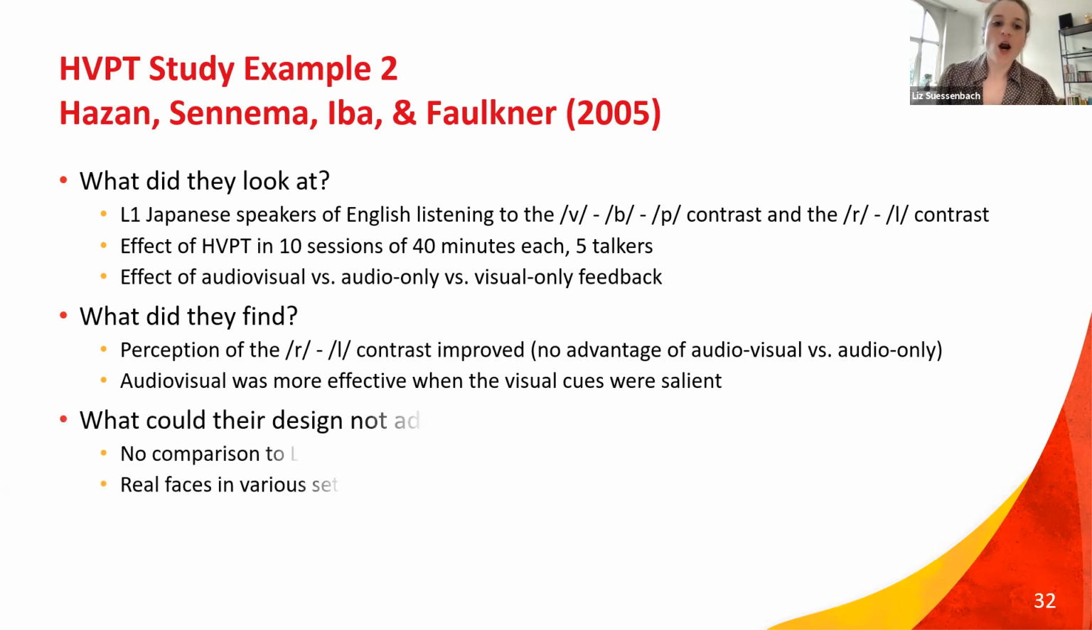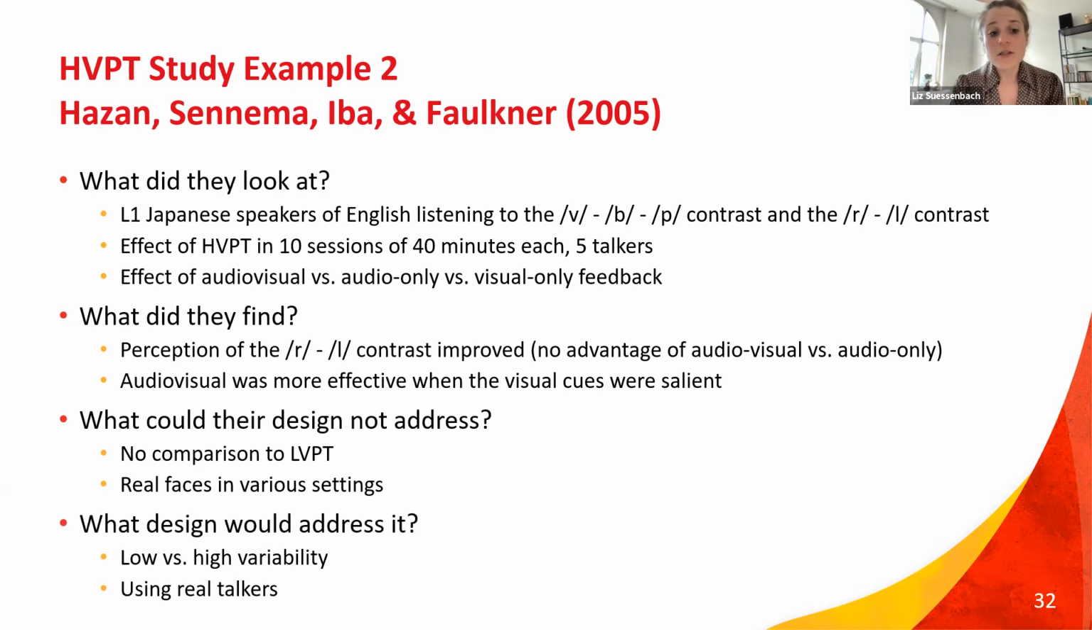So that means R and L are difficult to distinguish by just looking at the gesture, but sounds like V and B might be easier to distinguish. So what their design couldn't address, though, was that there's no comparison to LVPT, and as John suggested earlier, that might be worth looking into. And they also didn't use real faces in various settings. So they had the talking heads. And a design that would address it that I would prefer is one that compares low and high variability phonetic training to each other and that uses real talkers.